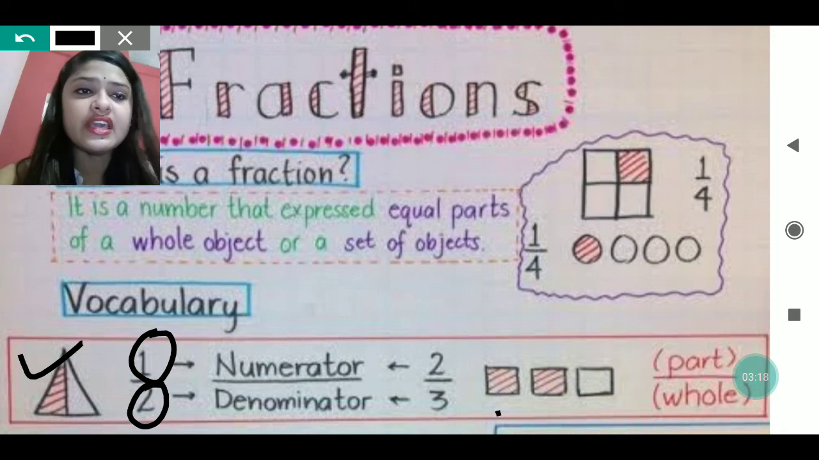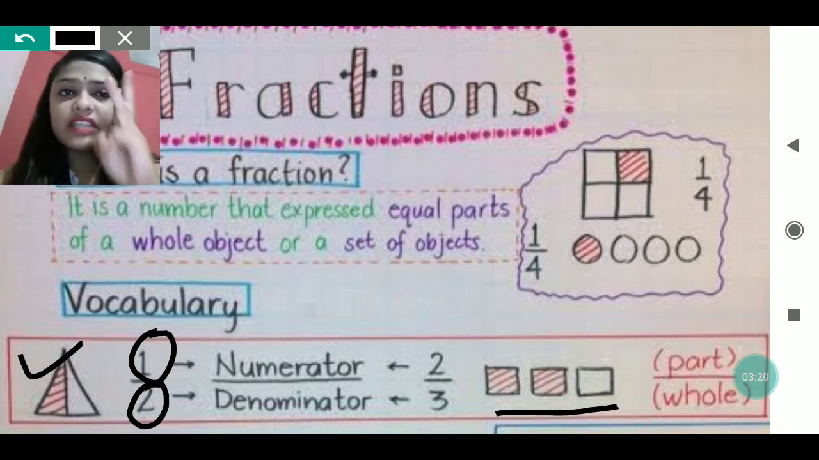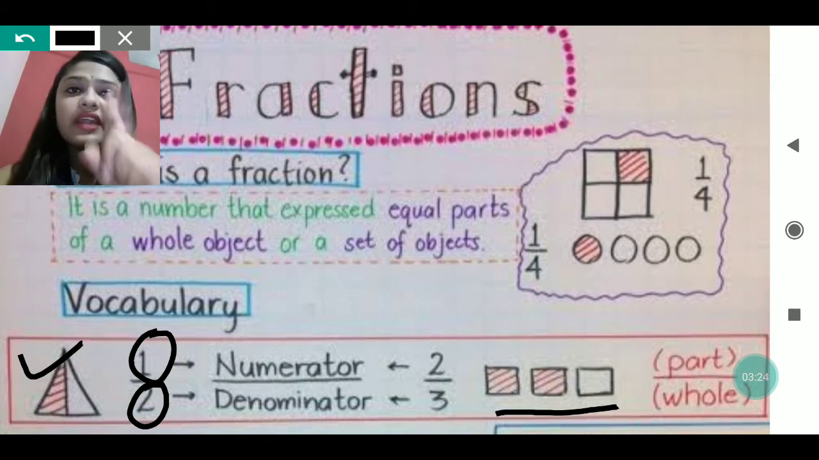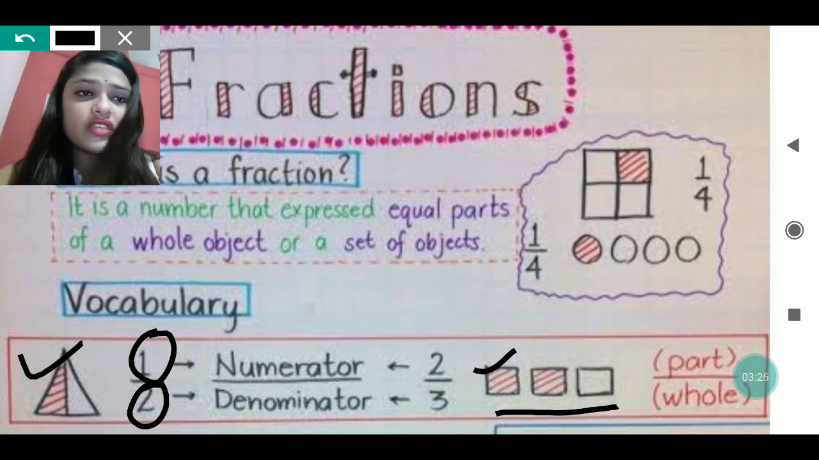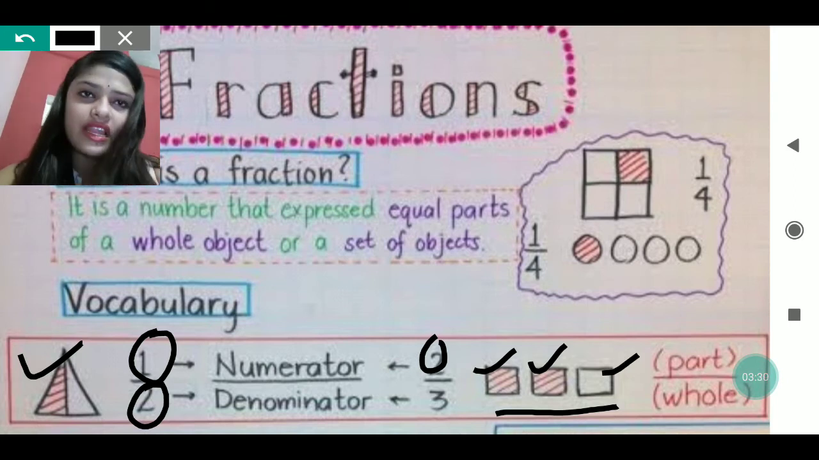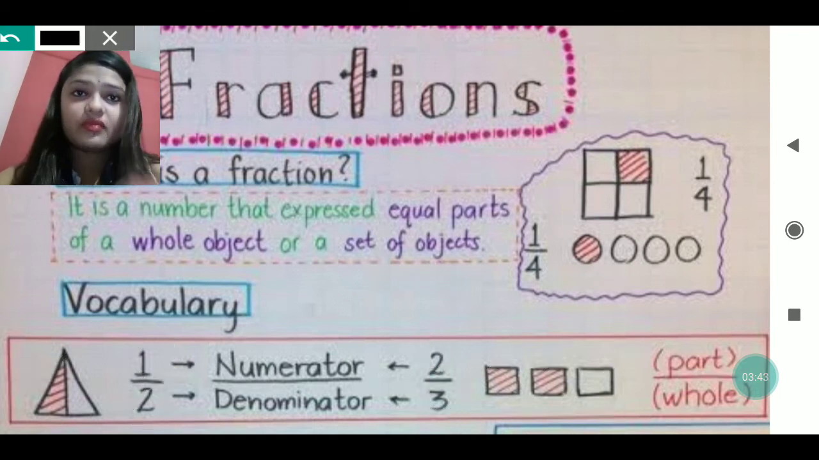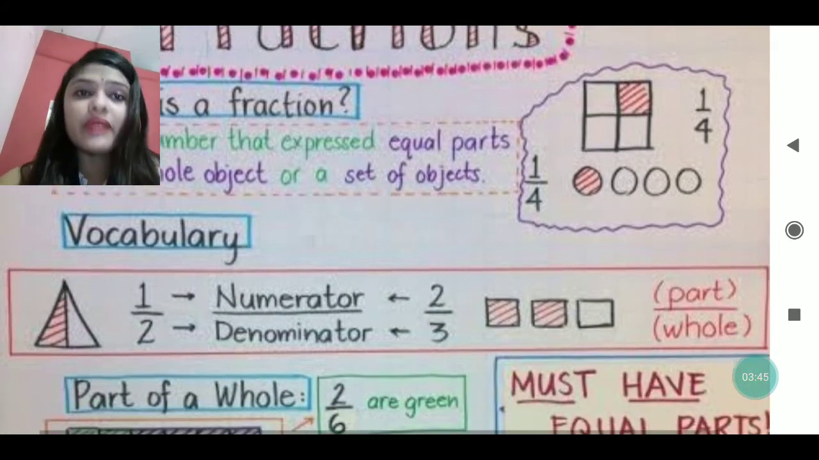In the same way, there are three parts. And in those three parts, two are shaded, one is not shaded. So the two which are shaded, we will write upside, and the one which is not shaded, we will leave like that because it is different from the rest. And the total parts we will write downside. So the part of anything we have to write upside, and the total we write downside, in the numerator and denominator.